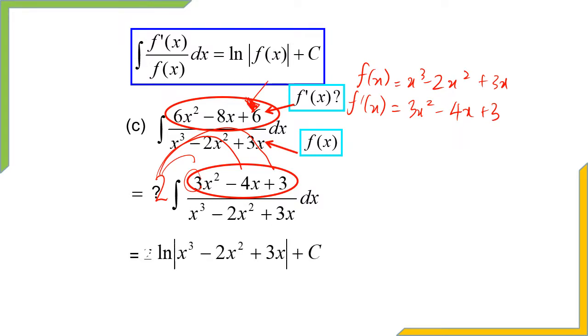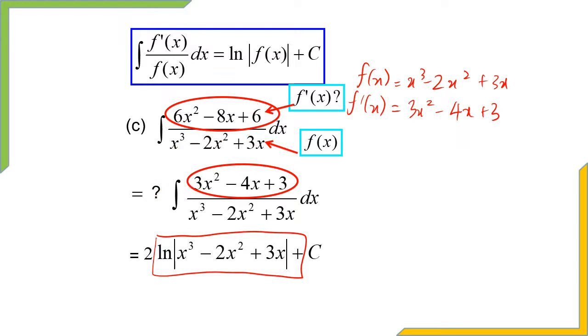So we need to multiply by 2 of the natural log of absolute x cubed minus 2x squared plus 3x plus c. Okay. If the question is directly 3x squared minus 4x plus 3 all over x cubed minus 2x squared plus 3x, then it's directly this answer, natural log. But because the question gives you a multiple of 3x squared minus 4x plus 3, we need to find what the multiple is. Okay, so let's continue.